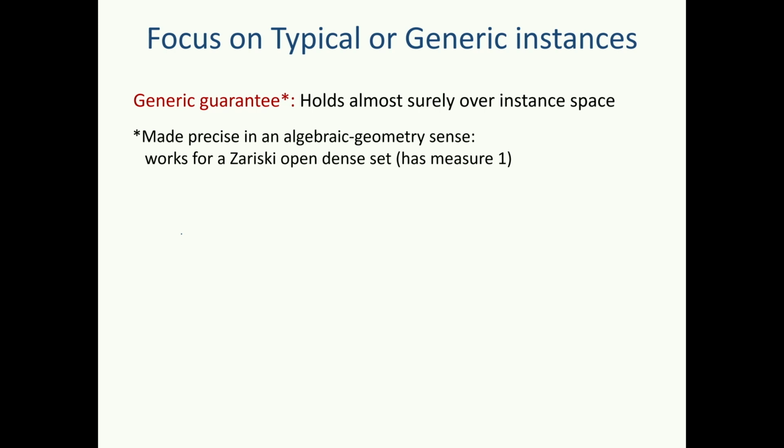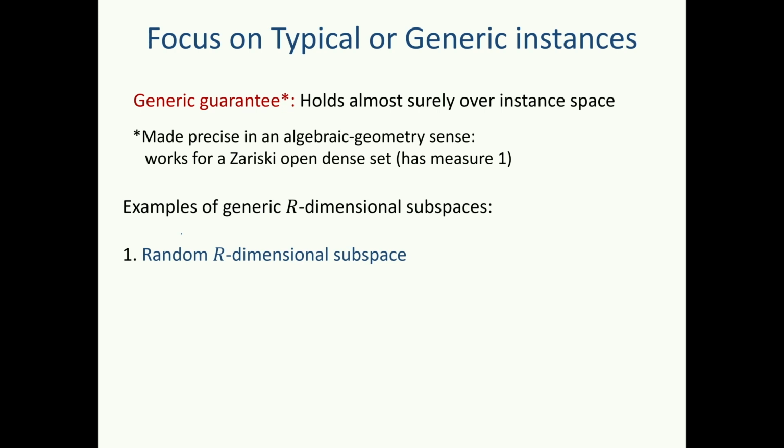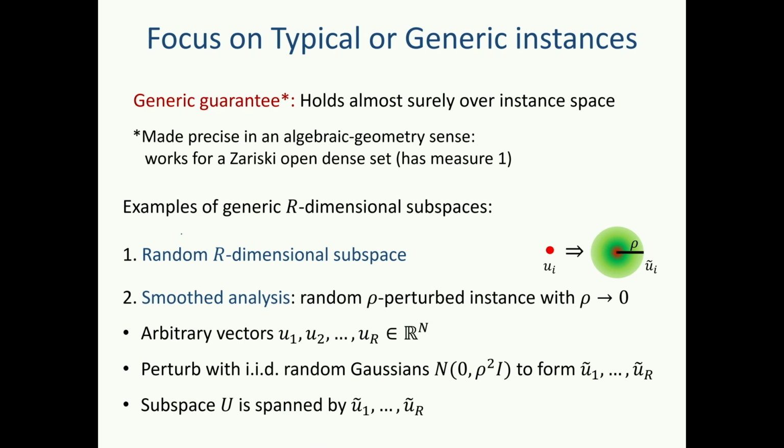One way of thinking about generic subspaces is you can just think of a random r-dimensional subspace. If you have generic guarantees, it would mean that it works when your subspace is chosen randomly. But here's a more interesting way of thinking about generic subspaces. You can think about a smooth analysis version of it.